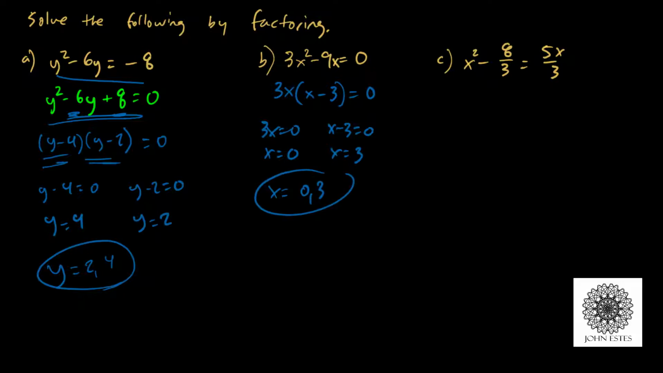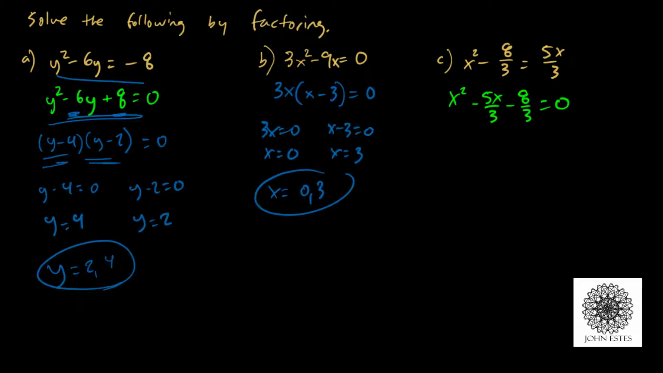Okay, now for the last one, it's a similar deal, just looks a little uglier. First, I need to get a 0, right? So I'm going to have x squared, I'm going to subtract 5x over 3 from both sides, and minus 8/3 equals 0. Okay, I still don't like this exactly because I don't want the fractions.